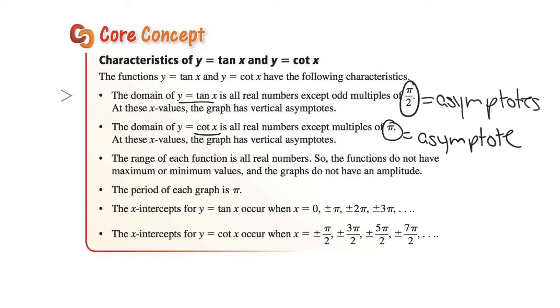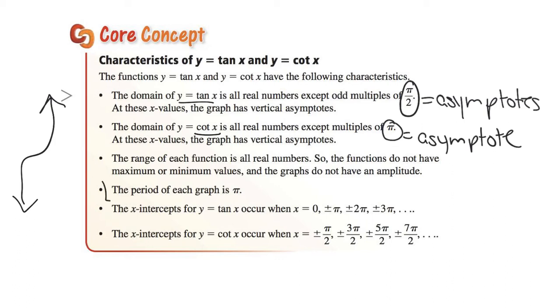The range is all real numbers. The reason why is because you see it going up to infinity. It's getting bigger and bigger and bigger. It's not capped at 1 like sine and cosine are. Therefore, they don't have an amplitude because they don't end. They do have an A. The A is a stretch factor that is stretching it vertically, so we will get to that next.